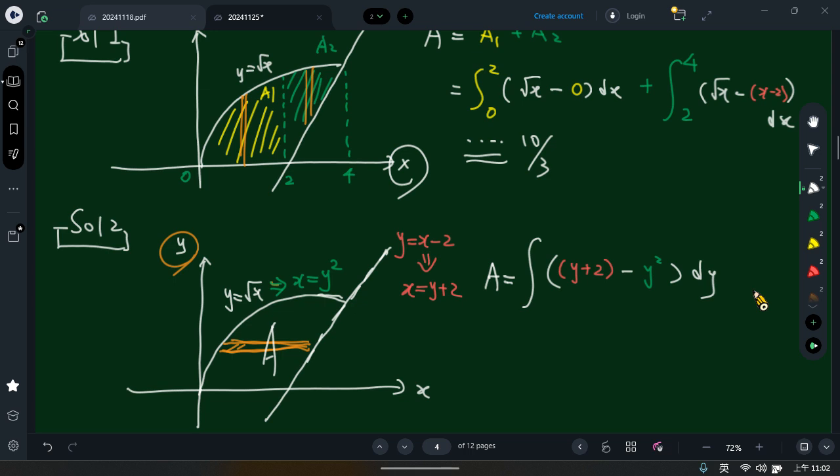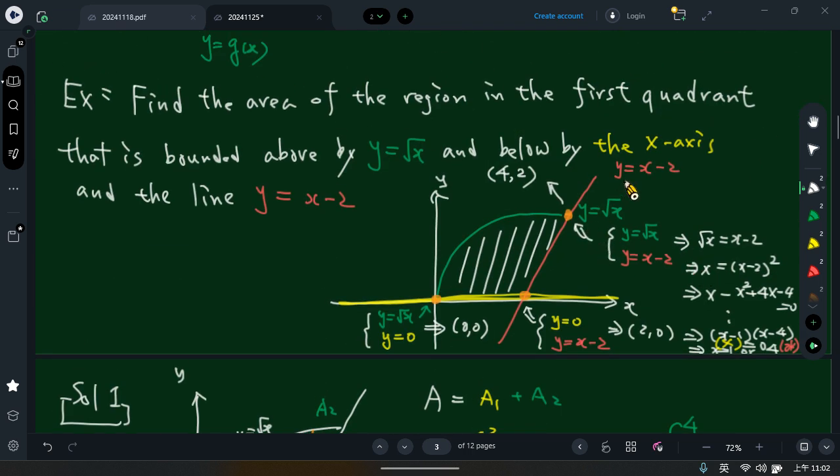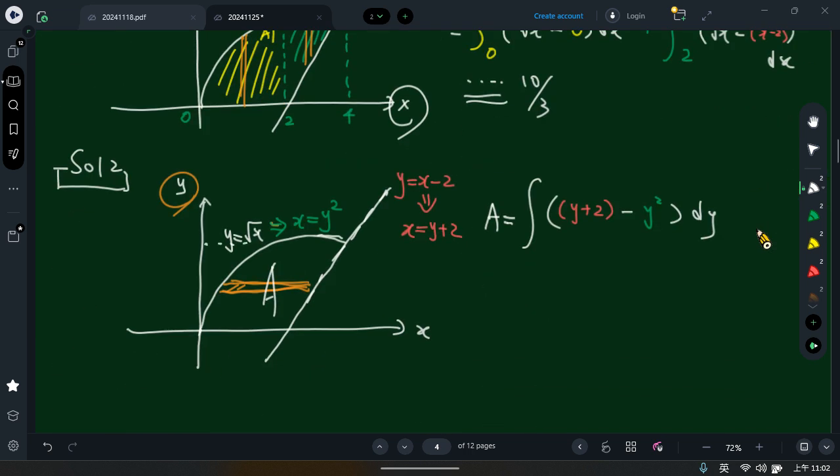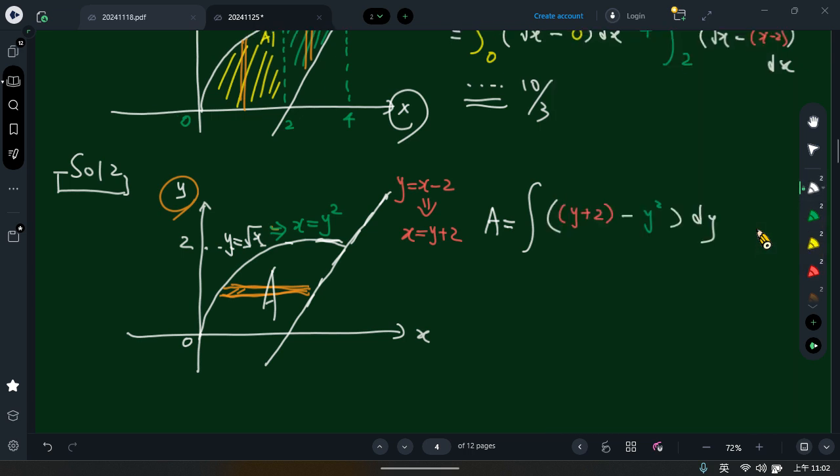How about the two limits? Two limits should be y from 0 to this height, right? So here we already know the point. We already know the point is 2, right? Here is 2, right? So here is 2, here is 0. So the integration will be from 0 to 2. Of course, the result is still this one.